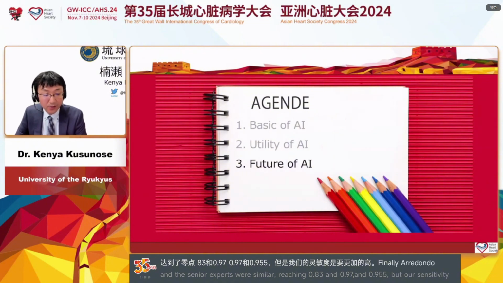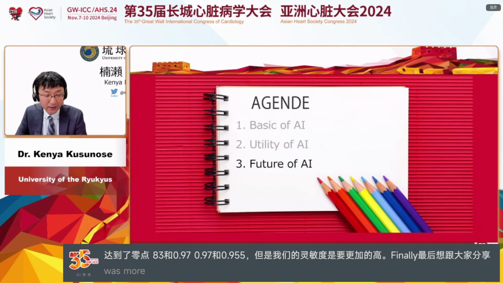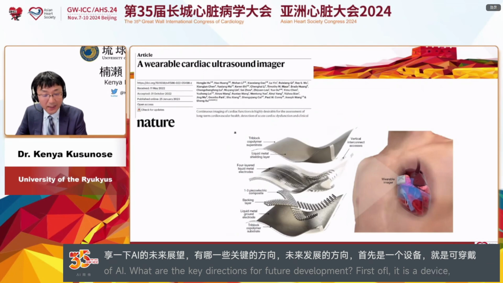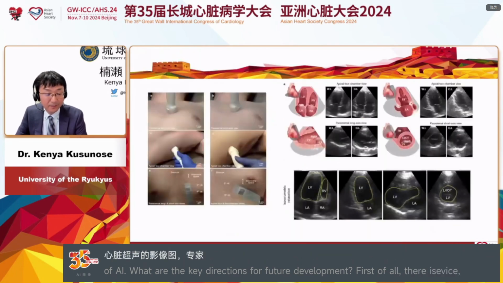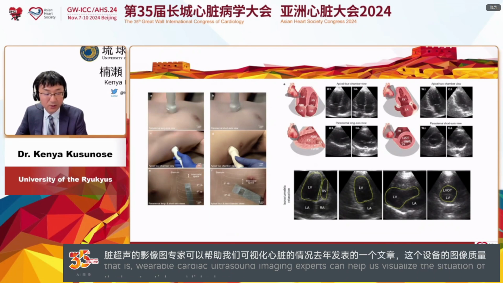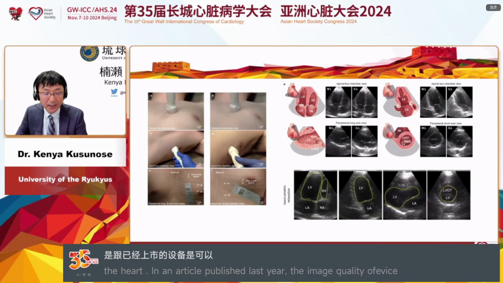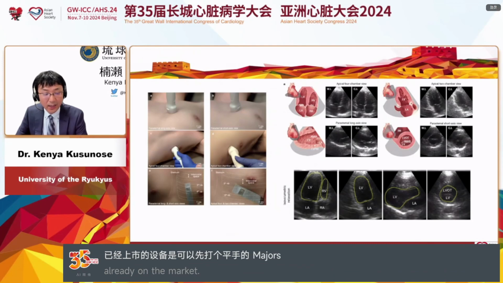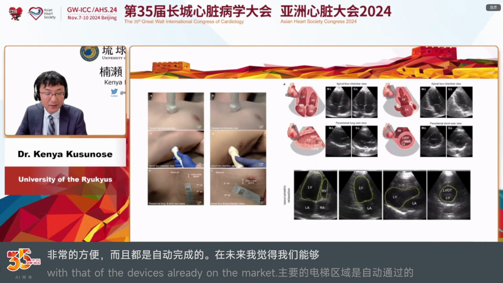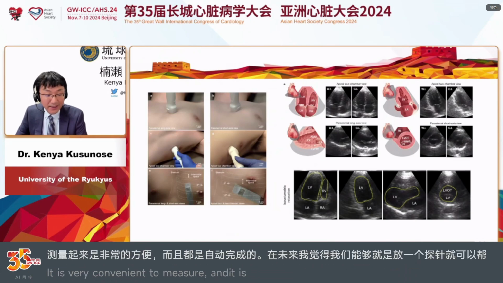Finally, I'd like to talk about the future of AI, focusing on several key areas. First, there is a device known as a wearable cardiac ultrasound imager, which uses echo patches pasted on the chest to visualize the heart. In last year's academic papers, the image quality from the device was comparable to the commercial version. Advanced segmentation technologies enable us to measure the areas of the left and right ventricle automatically. In the future, I think we could just put on a sticker and see echo images. It seems like a world where measurements come easily is coming.